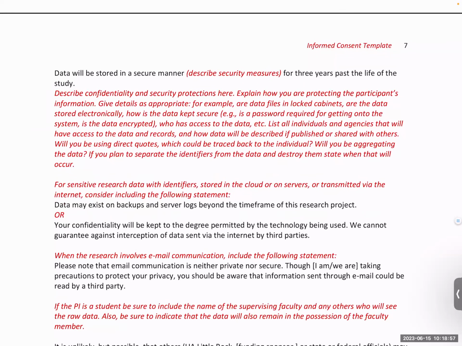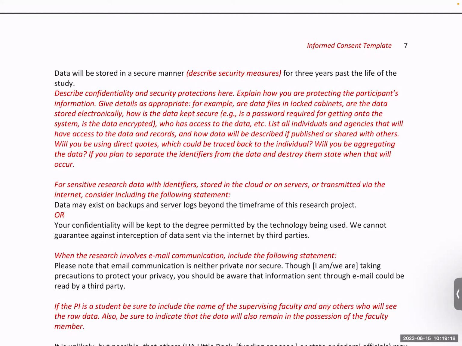The first thing is, do not promise participants anonymity. With today's technology, the most that you can promise is confidentiality, and that the researchers will make every effort to keep the participants' data secure.